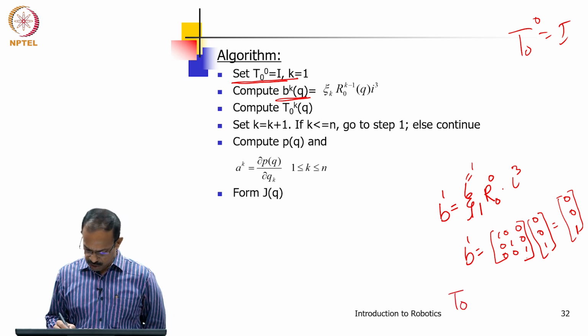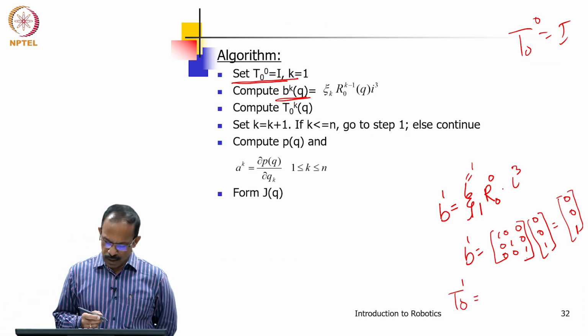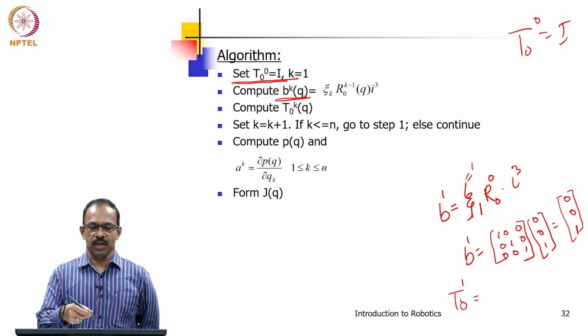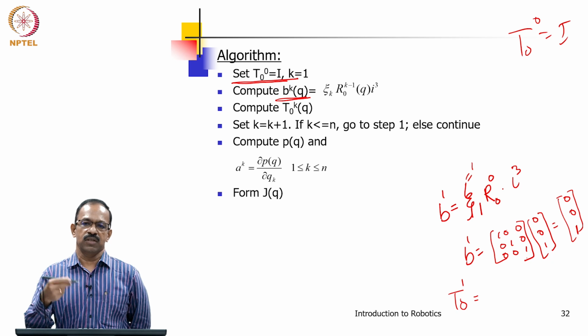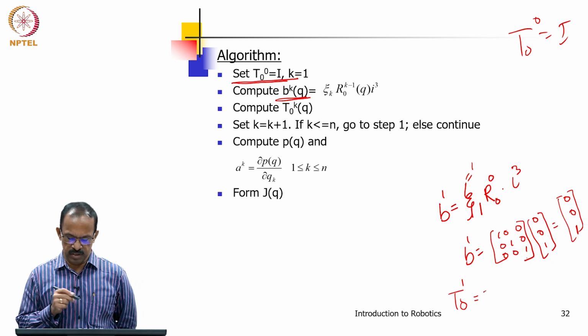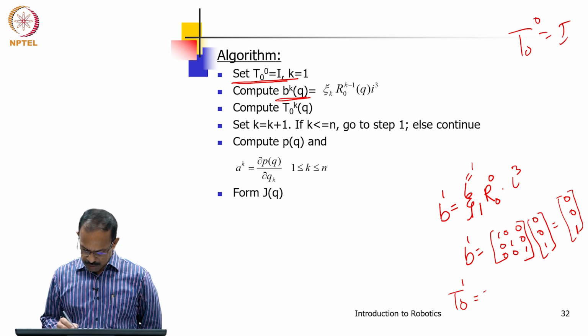So, you calculate T0 1 and find out what T0 1 is. That you can actually get from the transformation matrix between the 0th frame and the first frame, the transformation that can be obtained as T0 1. Now, set k equal to 2.